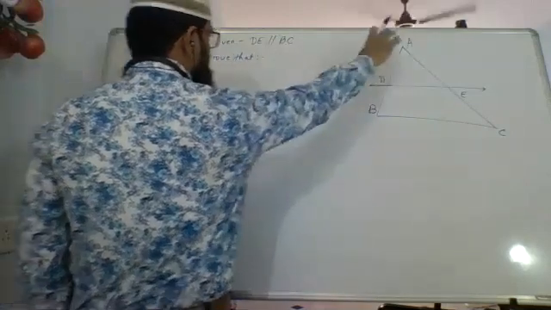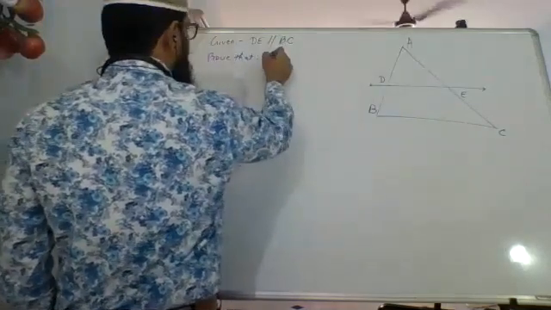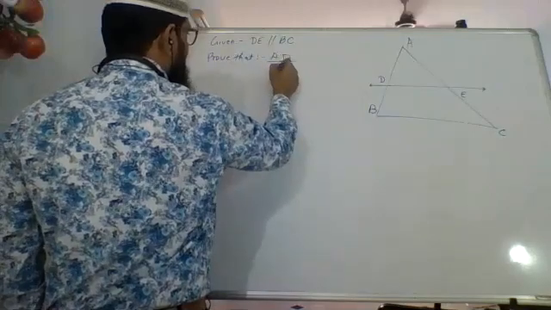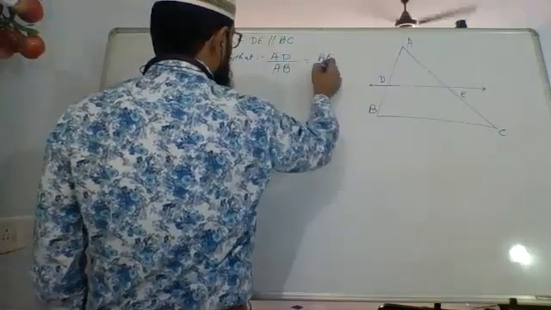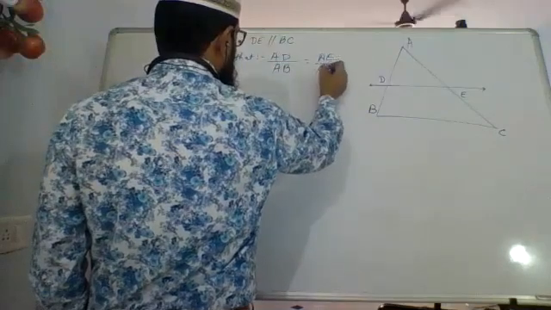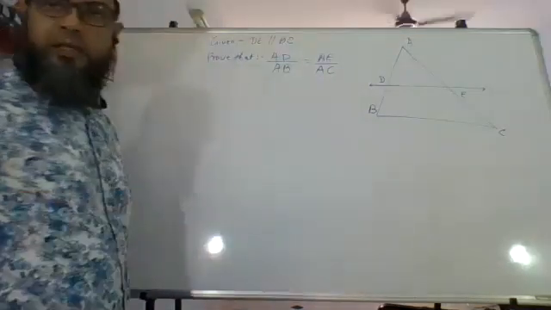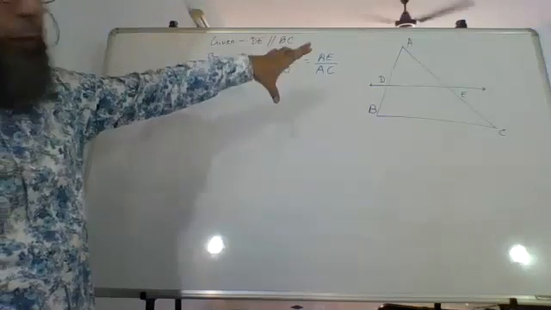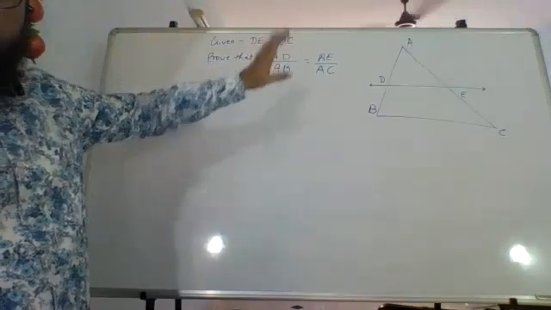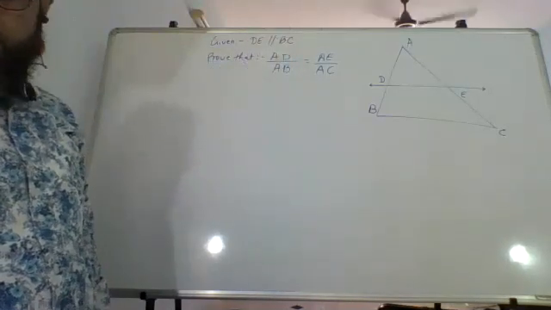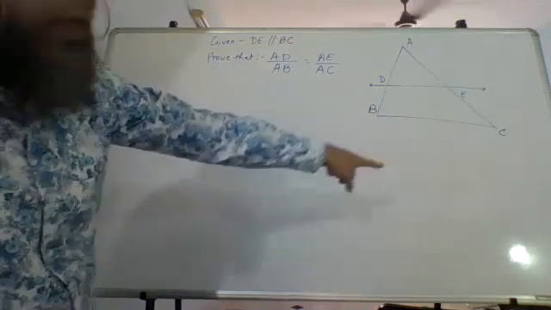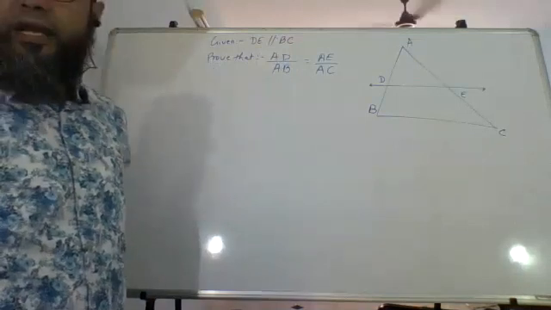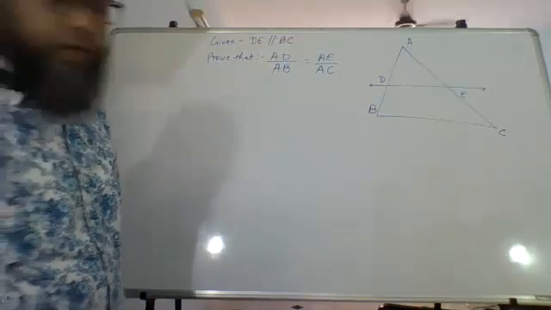that, see, it's not now AD upon DB, it is AD upon AB equals AE upon, instead of EC, it is AC. That means first half of the side upon the full side and second half of the side upon the full side. Okay, so this is not very complicated. This is just what we had done in the last part by adding 1.